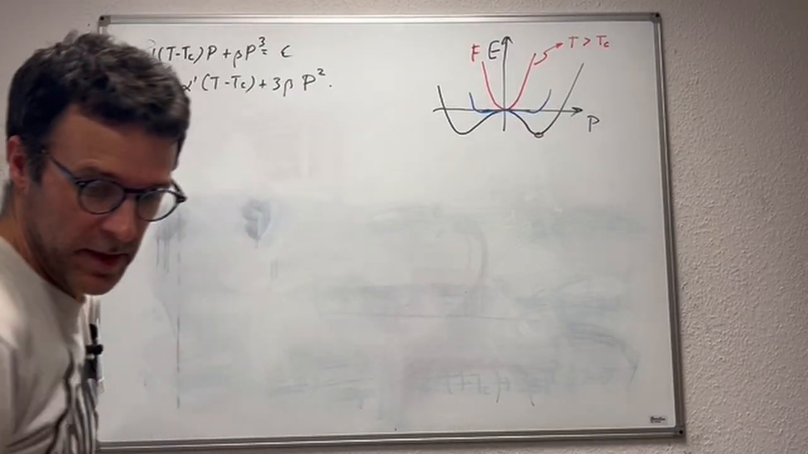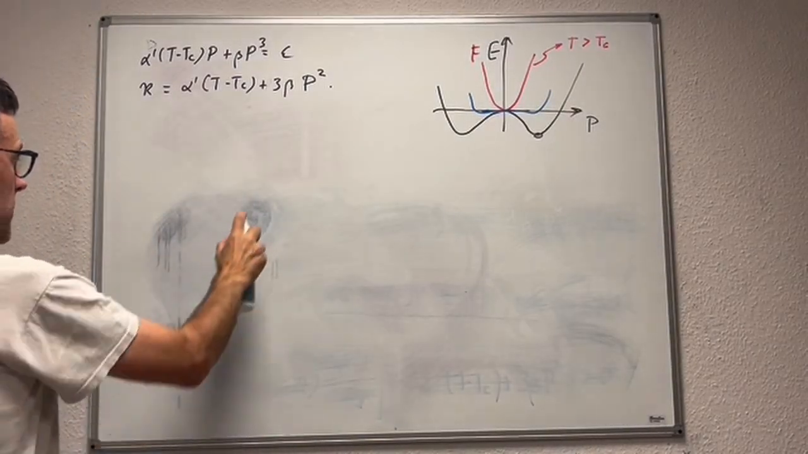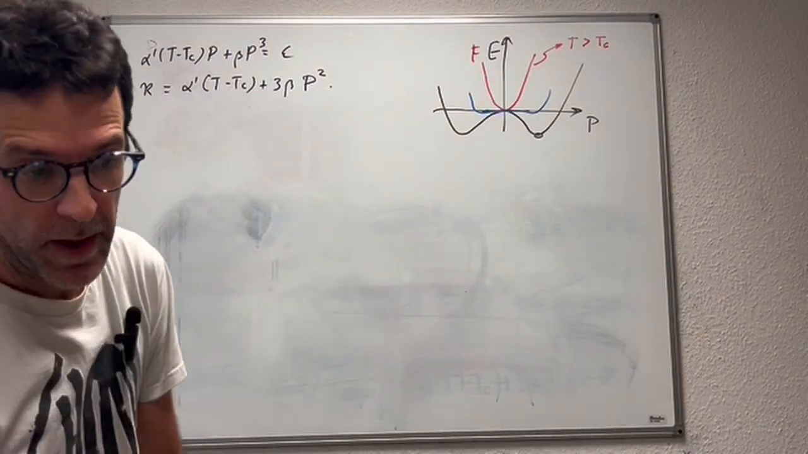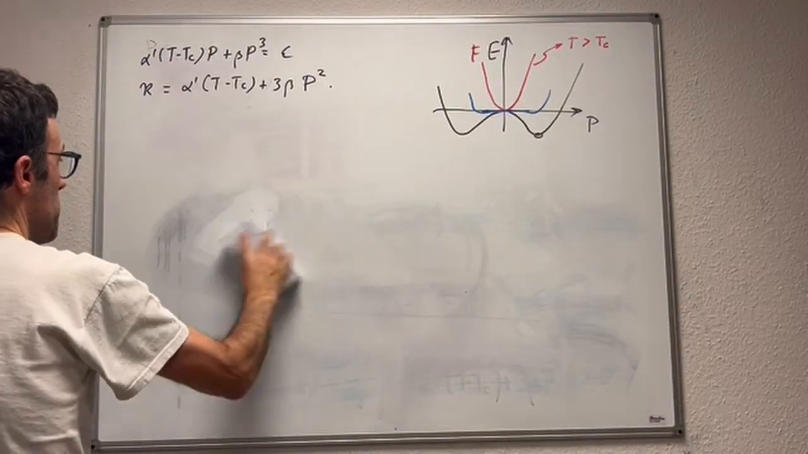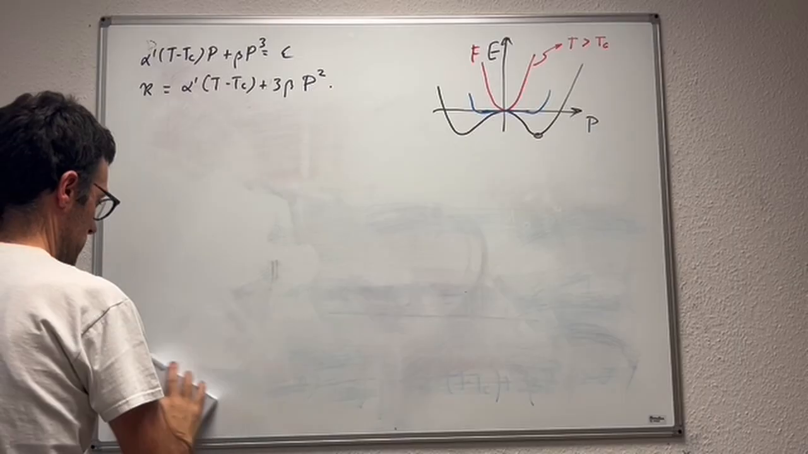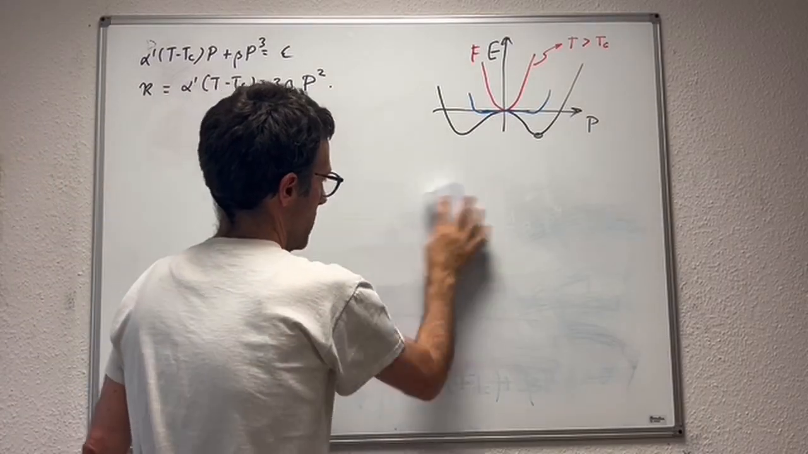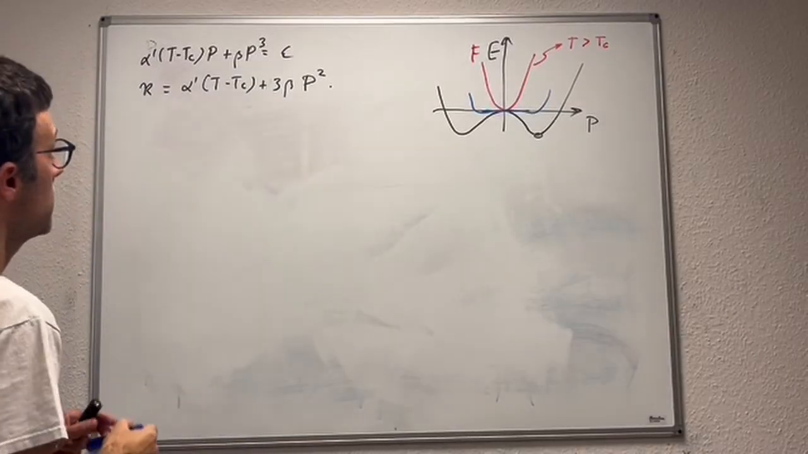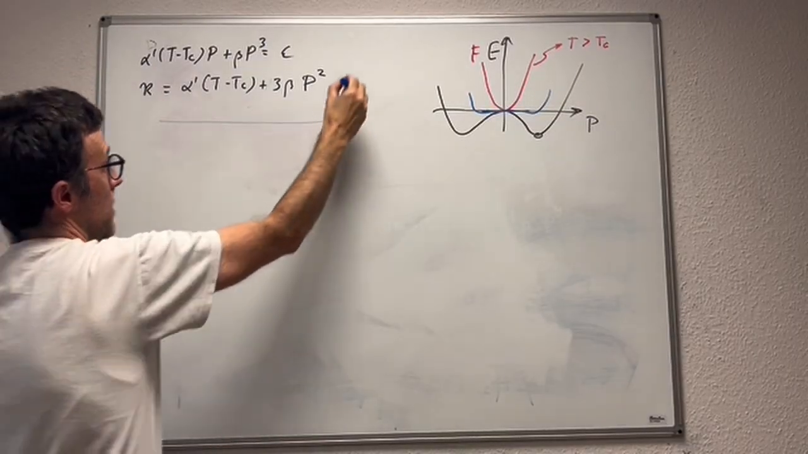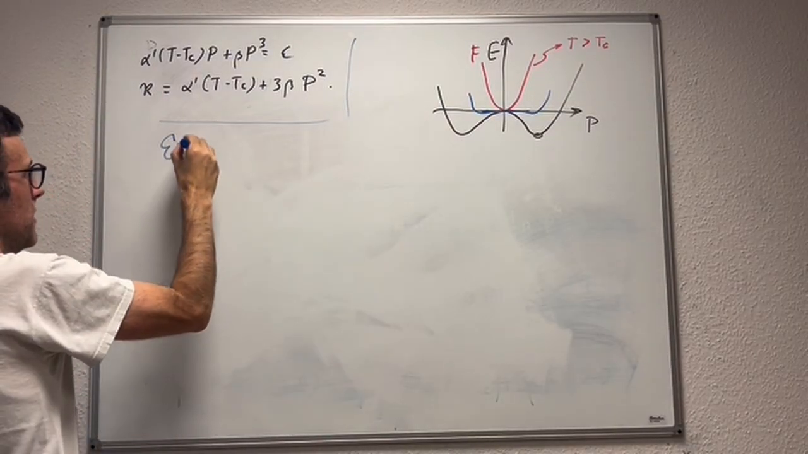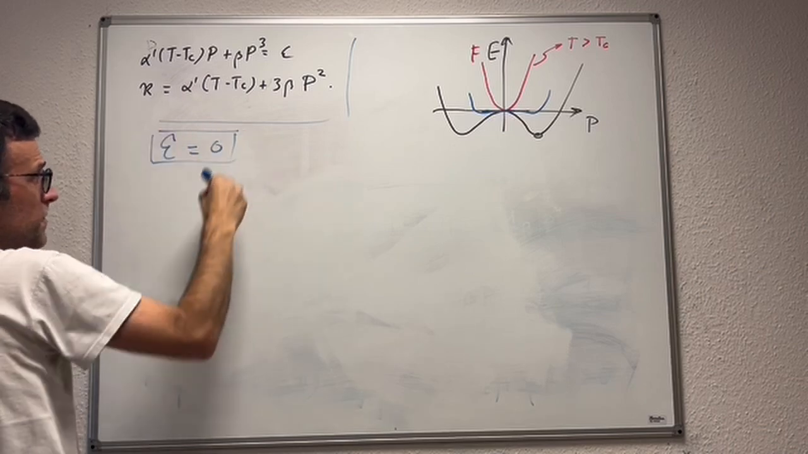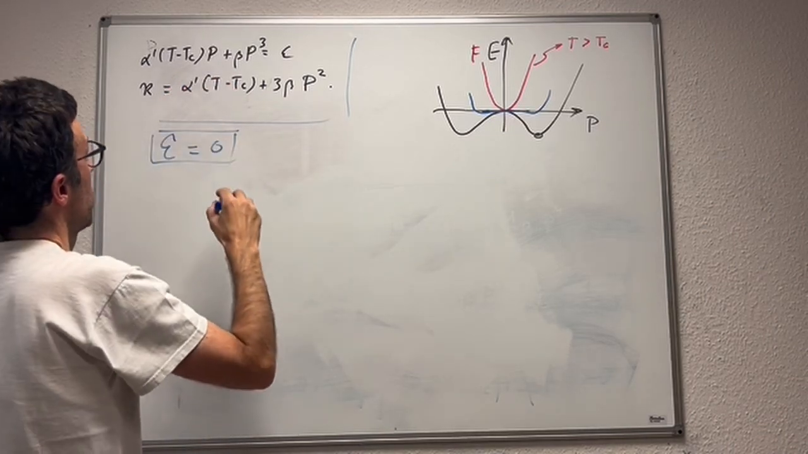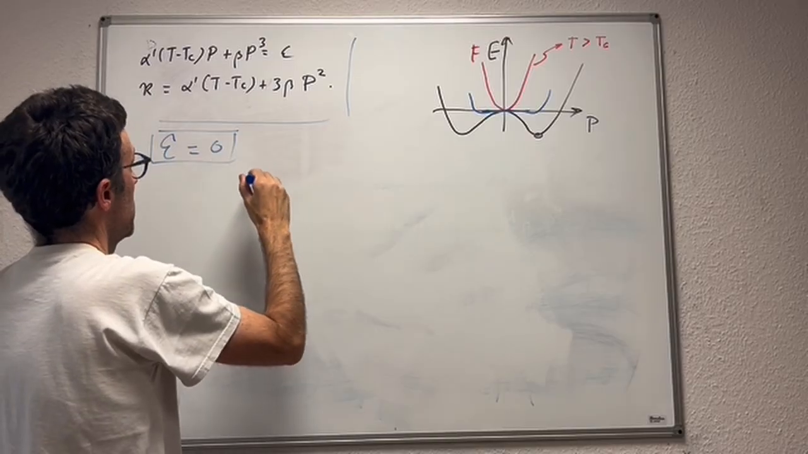Now, let's try to solve this equation of state in a simple case when we have no applied electric field. From now on, for this video, the electric field is 0. And we have to figure out the solutions for this equation. But then it's quite simple.